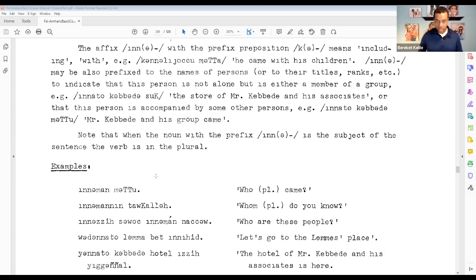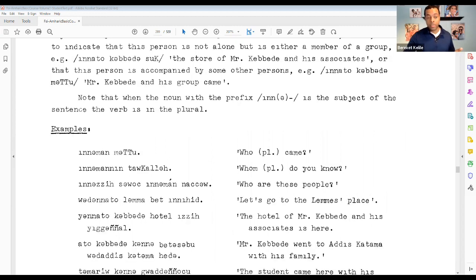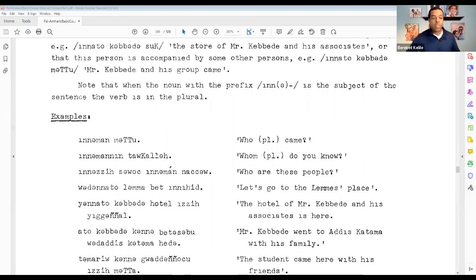And note that when inna is prefixed to the subject, the verb is going to be in the plural. So as you can see with these examples, Innaman Matu, Innamanin Taukala. With the first example, innaman matu, who came, that's the subject, so the matu is in the plural. But in mannin, with that direct object suffix, that's not the subject, so it's a direct object, so it doesn't take the plural. So you see that taukala, second person masculine singular.